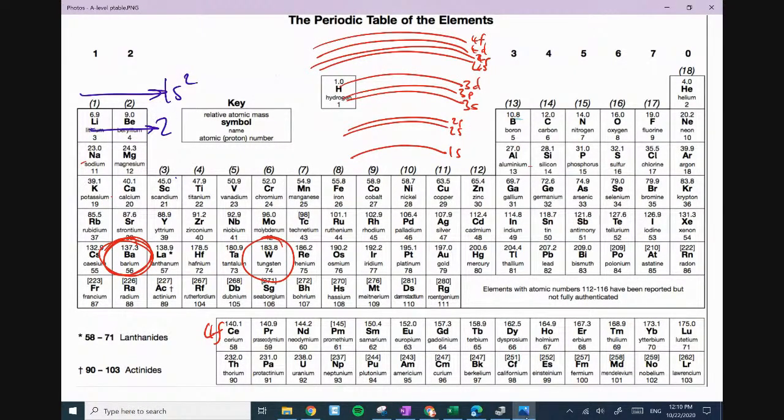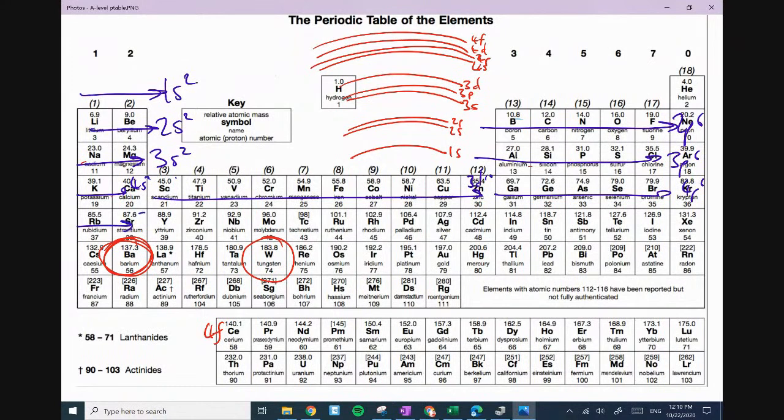1s2, 2s2. If you want to have a try doing this yourselves, knock yourself out. 2p6, stretch and challenge, back to the beginning. 3s2, 3p6, 4s2, 3d10, 4p6, back to the beginning, 5s2, 4d10, 5p6, and then into the 6s2. Now, where's my next one?